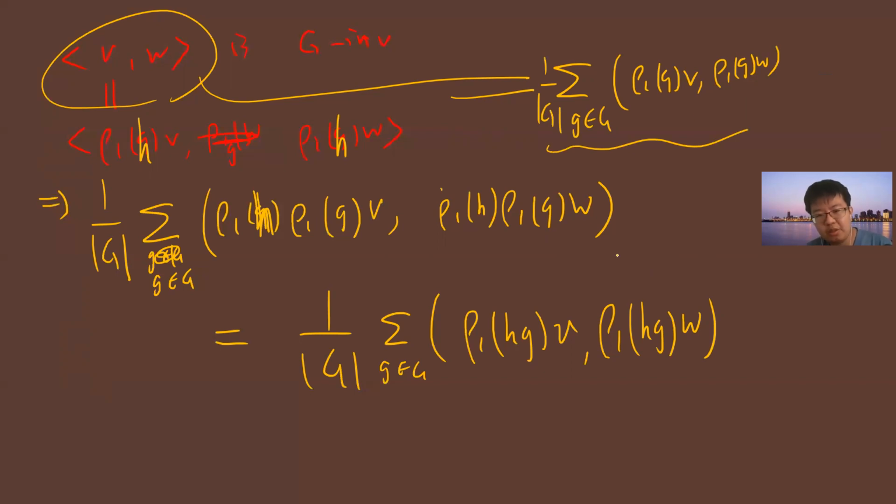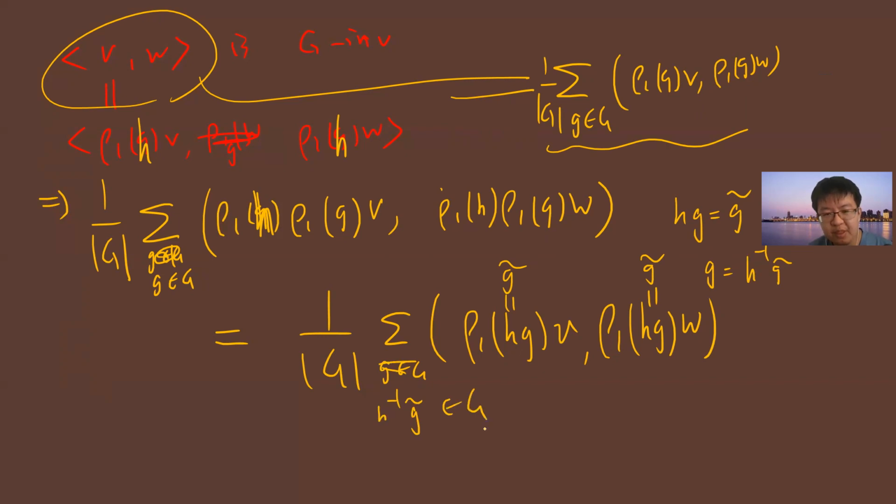The only difference is h. But we know that if we let hg be g tilde, then we get g tilde in both places. Then the sum over g in G becomes the sum over g tilde in h inverse G. The problem is that every term is just shifted by this h inverse.